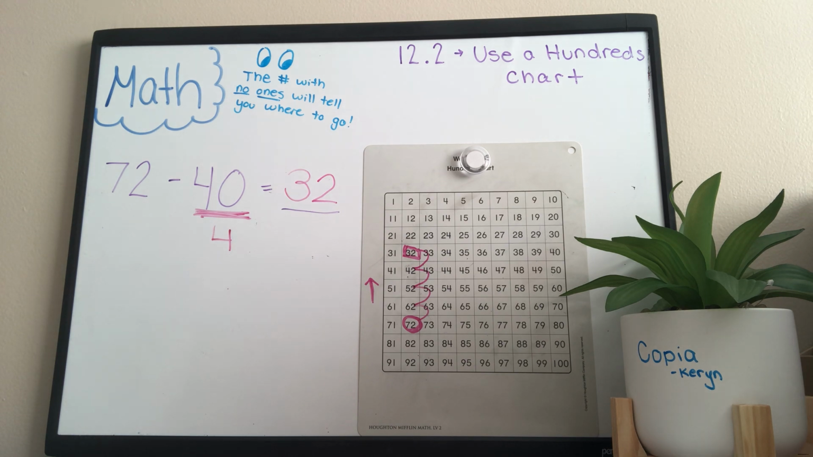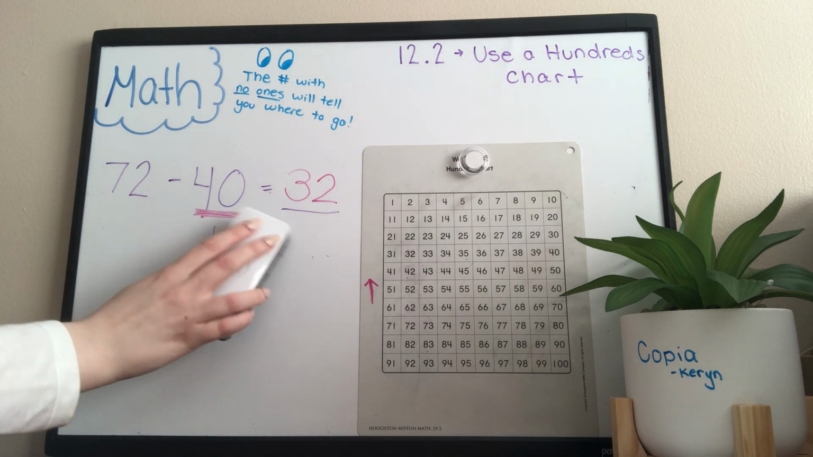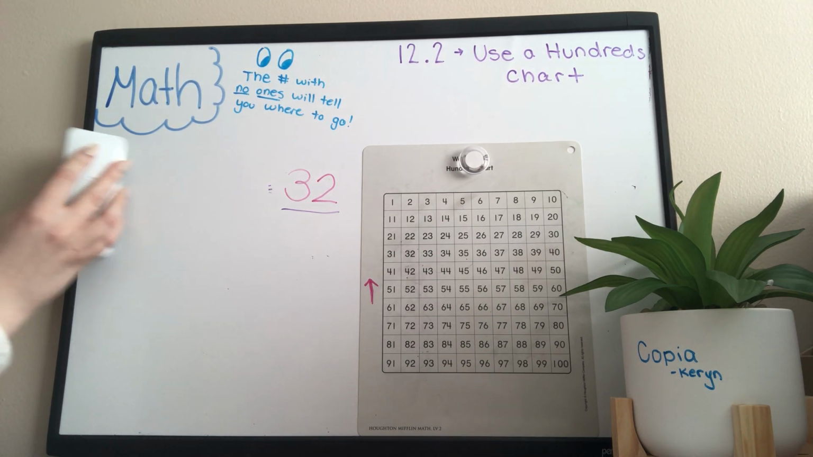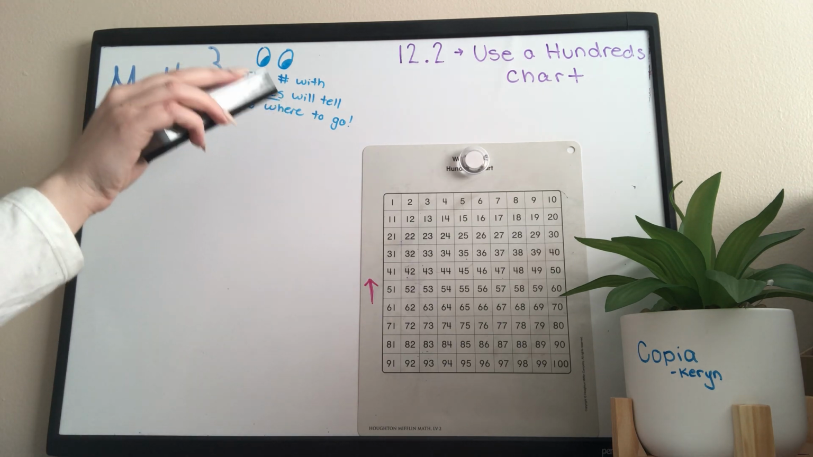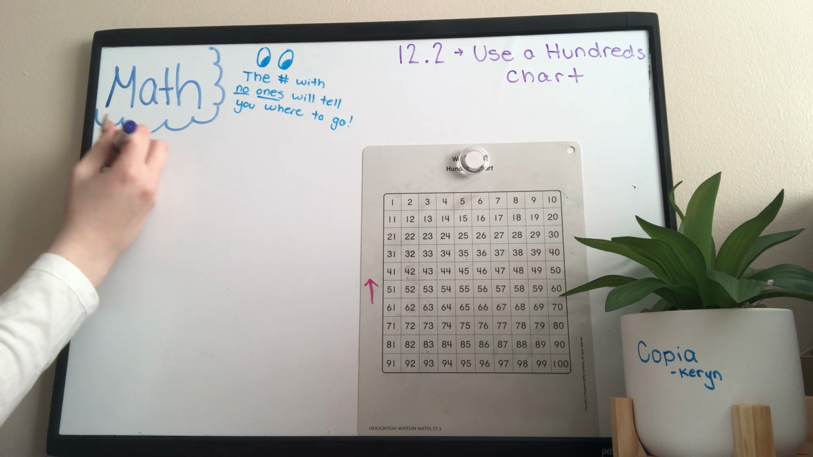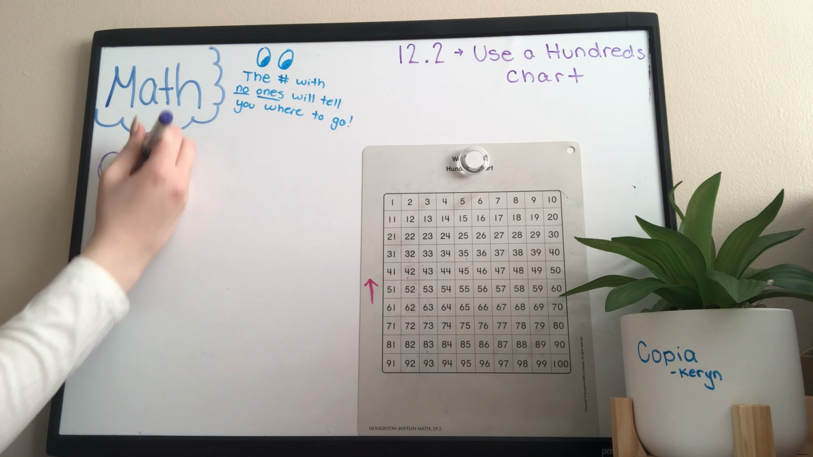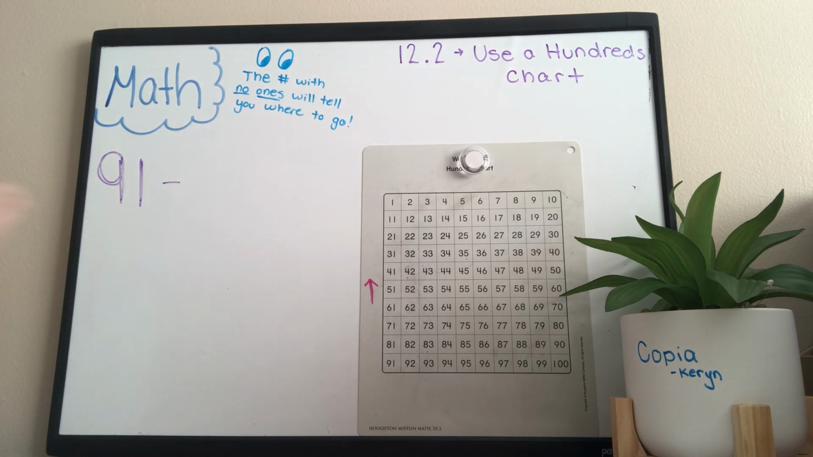Cool beans. Let's do one more together. I think you're starting to get the hang of this. It's the exact same as when we do addition with a hundreds chart, but the only difference is we're moving up, not down. Let's go ahead and do something like this. Let's do 91 minus 70.